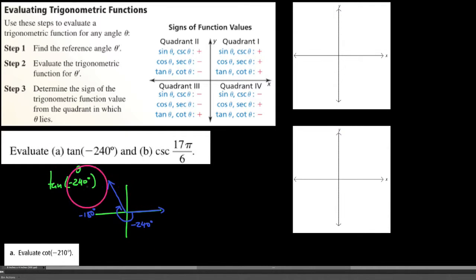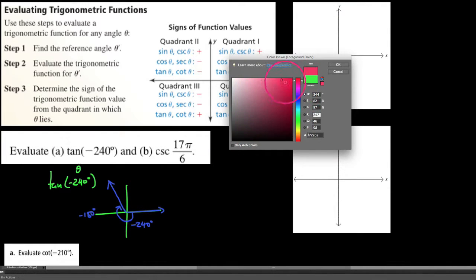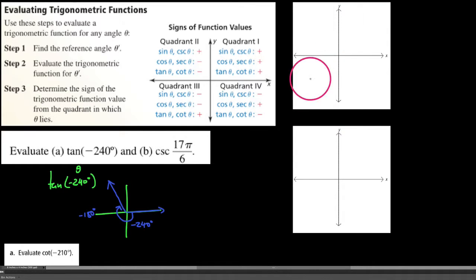So now we find the reference angle by saying that it is the angle formed between the terminal side of our initial angle and the x-axis. So our reference angle in this particular case, here's our terminal side and here's the x-axis, looks like we had to go 60 degrees past the negative 180 to get to a negative 240 in the first place. So what we're going to do is make a little note here. For letter A, our reference angle is 60 degrees.